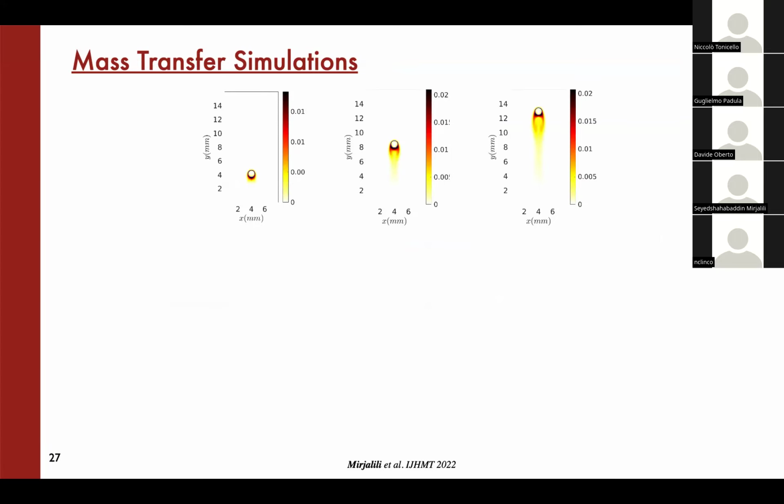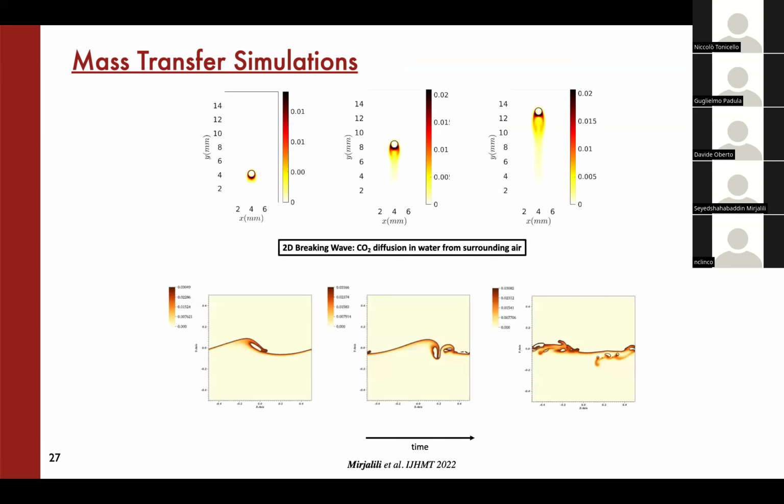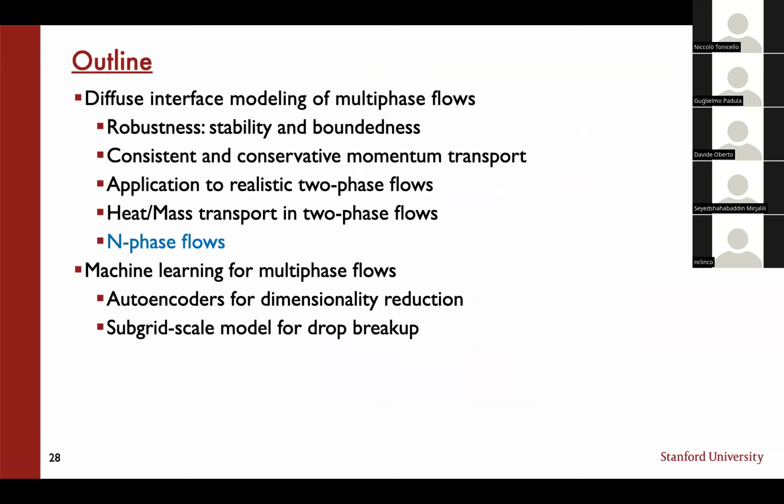So some examples, basically gas diffusion. I think this is CO2 diffusion from a rising bubble. This is O2 diffusion from a rising bubble. This is CO2 diffusion in water from surrounding air for a simple toy problem, a 2D breaking wave. Okay, and multiphase flows.